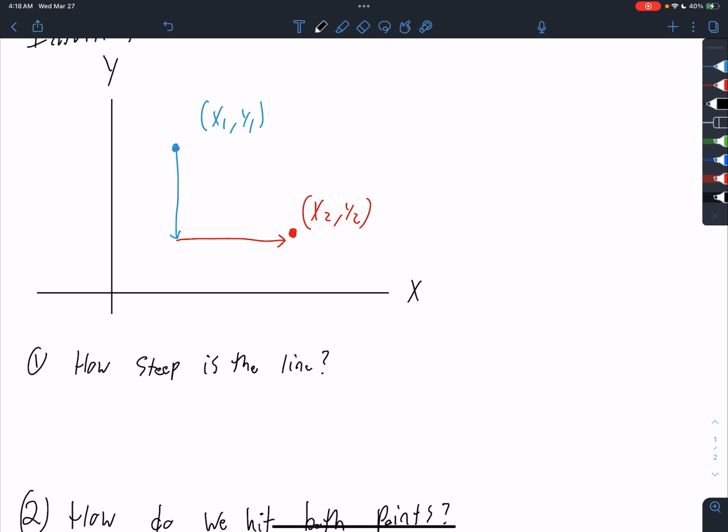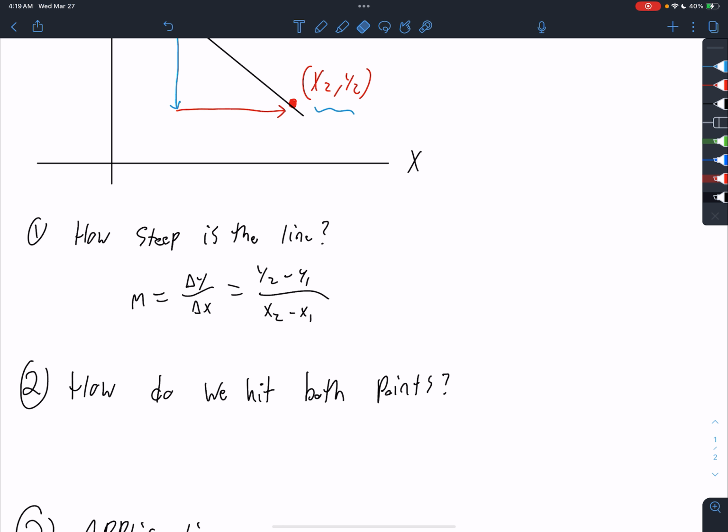And that'll give us the ratio, in a sense, that'll give us our steepness. So we can just say m is equal to delta y over delta x, which is equal to, well, we know we're going from the blue point to the red point, so we're looking at y2 minus y1 over x2 minus x1. And this should look somewhat familiar.